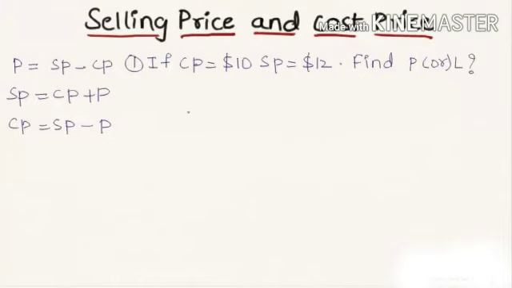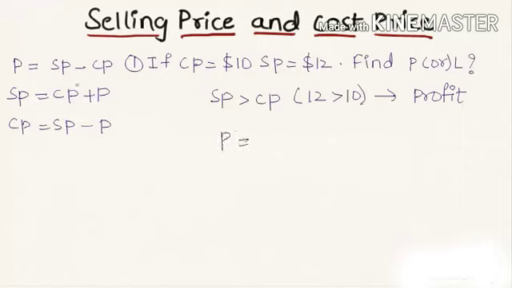In this example, if CP is equal to $10 and SP is equal to $12, find profit or loss. We observe that the SP is greater than the CP. So, we can say that there is a profit. Write the formula for profit. By substituting the values in the formula, P is equal to SP minus CP. We get here 12 minus 10. By subtracting, we get 2 as profit.